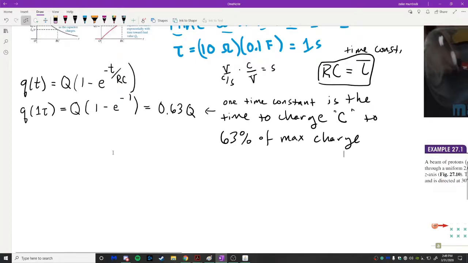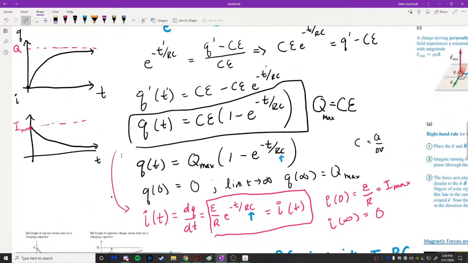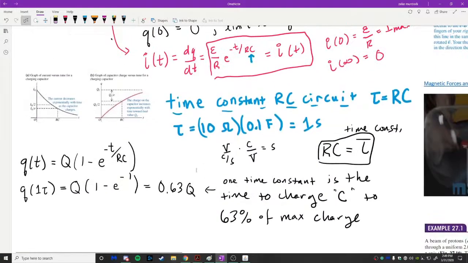And if we look up on our graph right here, that's going to be somewhere like, I don't know, maybe right here-ish, right? That could represent 1 tau. Okay? And at that point, it would be at about 0.63 of Q. Right? That's what that means. 1 time constant is the time to charge the capacitor to 63% of its maximum charge. Okay? Does that make sense to you guys?